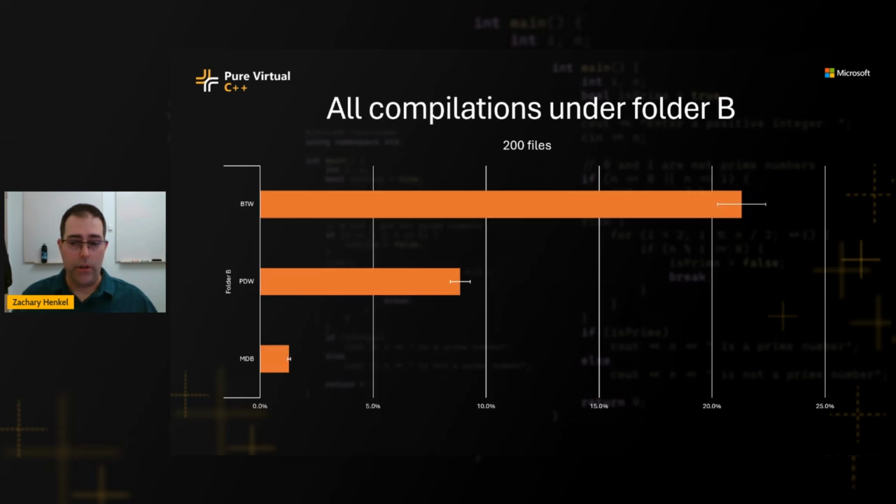And then the other area that I was told about, I'm going to just call folder B. This is 200 files. And this is where we get that largest improvement that I talked about. This is over 20% on the BTW. And then the physical workstation starts to really pull ahead, about 9%. And then the VM, a small but noticeable improvement at 1.3%.